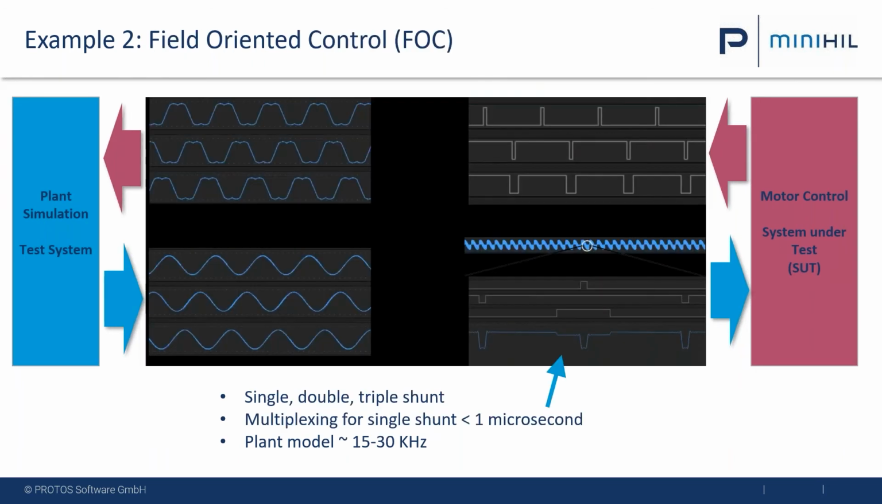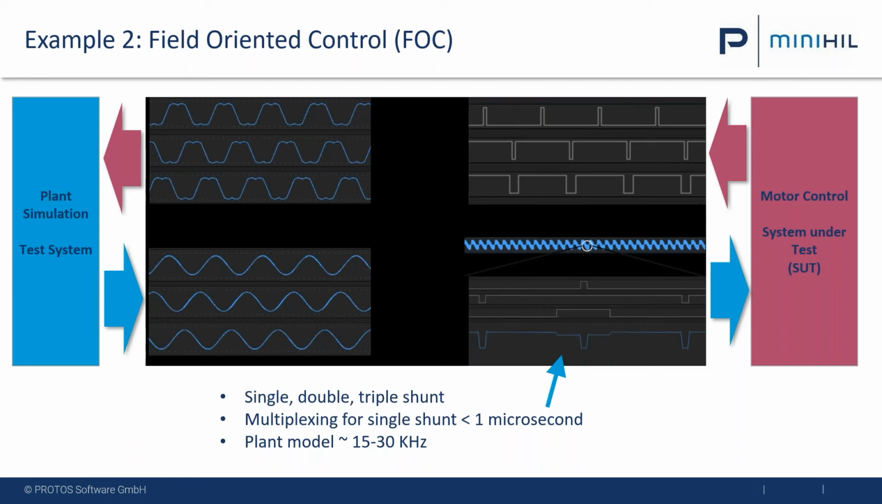Then second example would be a field-oriented control. Here you see if you have a field-oriented control, it's highly probable that you recognize the curves here. And we can run single, double, triple shunt simulations.